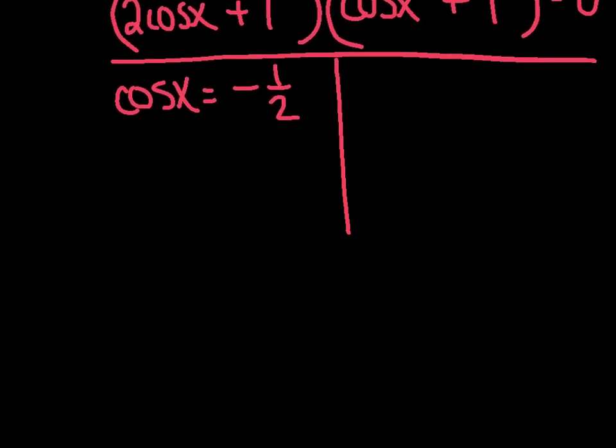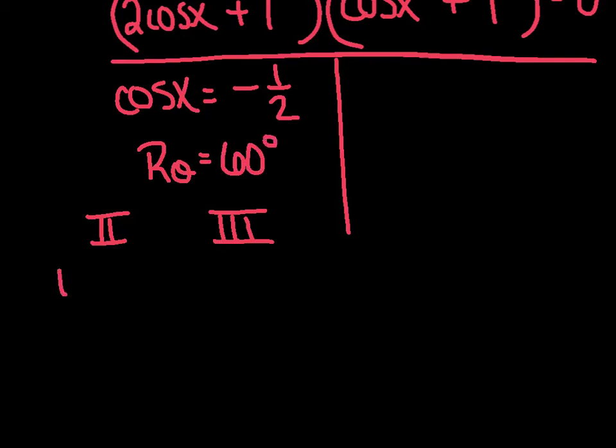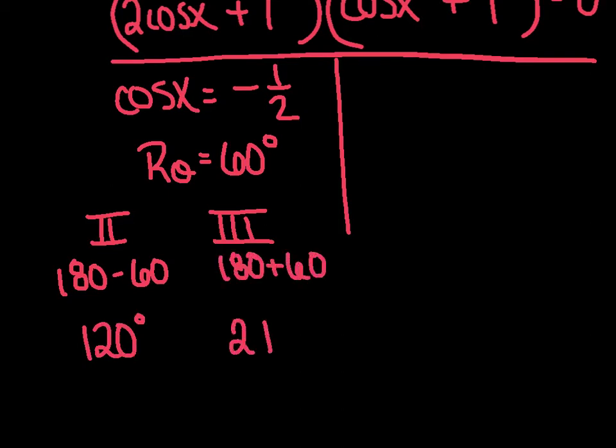Now, because that's a negative 1/2, my solutions are going to be in the second and the third quadrant, according to cosine. My reference angle for the 1/2 is going to be 60 degrees. 180 minus 60 is going to give me a solution of 120, or 180 plus 60 for the third quadrant is going to give me a solution of 240. So there's 2 solutions so far.